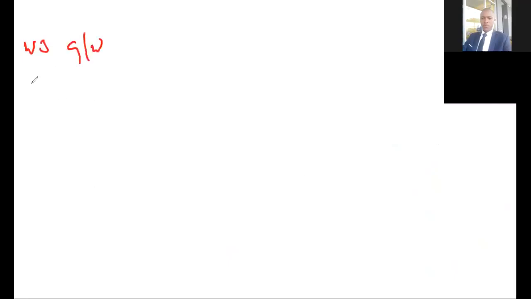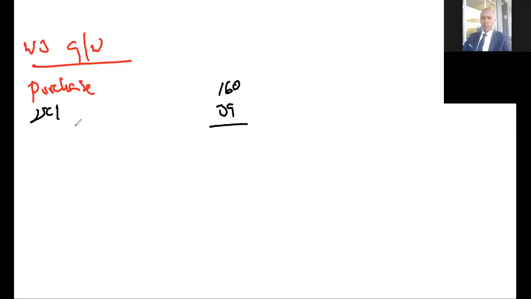Okay. Purchase price. What was the purchase price? It was 160 million, not so? Just a minute. How much was the purchase price from the question? We are told in the question it was 160 million. What was the NCI at fair value we were told? 39. No, NCI was 39, from the notes. Yes. When we add the two, how much do we have? 199.